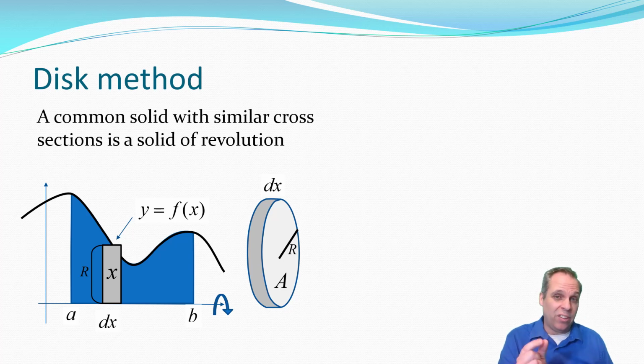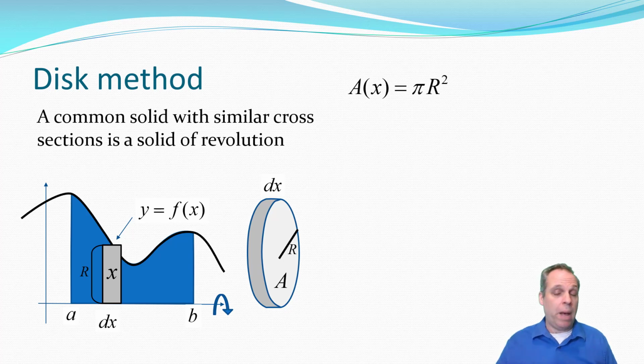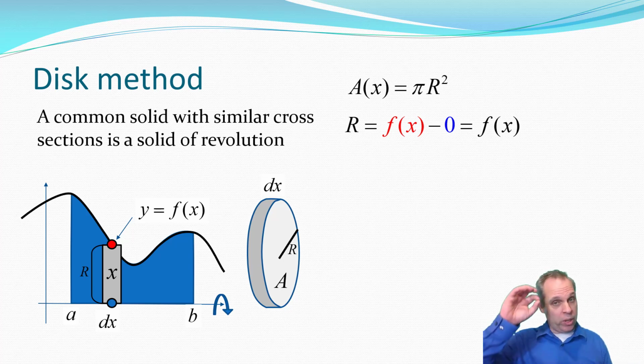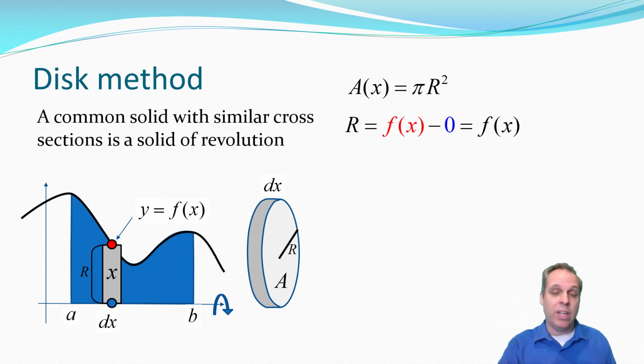The thickness of that disk is dx. I want to know then, what's the area of that cross section? Well, we know the area of the cross section would be pi times that radius squared. All we need to do is find out what the radius is as a function of x. But the radius, notice, is the difference between two y-coordinates defined by the rectangle. One point is a point riding the graph. The other point is always on the x-axis. So those y-coordinates are f of x and 0. That difference then is just f of x.